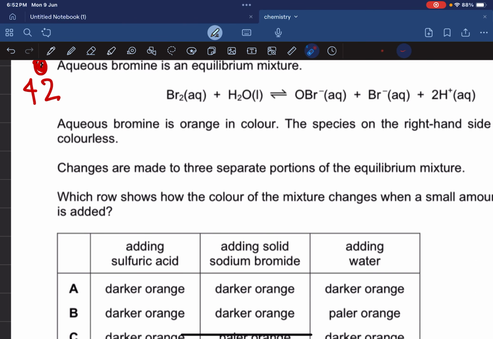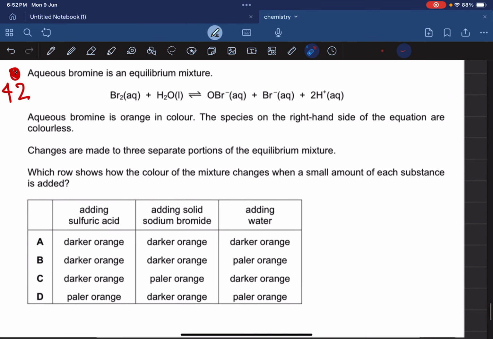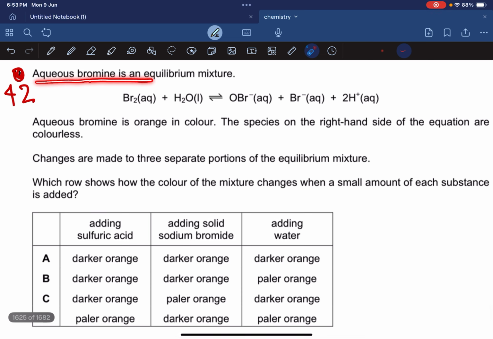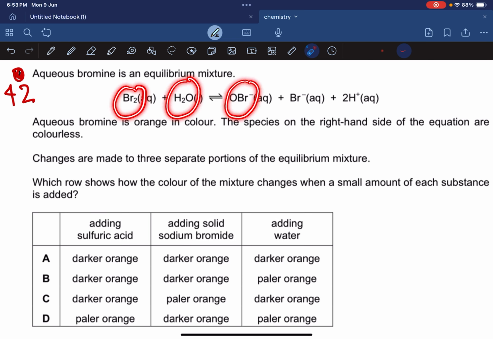Okay, and again, a very interesting question. Try to solve it before I do. A lovely question, let's solve it. Aqueous bromine is in an equilibrium mixture, okay? Bromine plus water is in equilibrium with OBr negative ions, Br negative ions, and 2H plus ions.